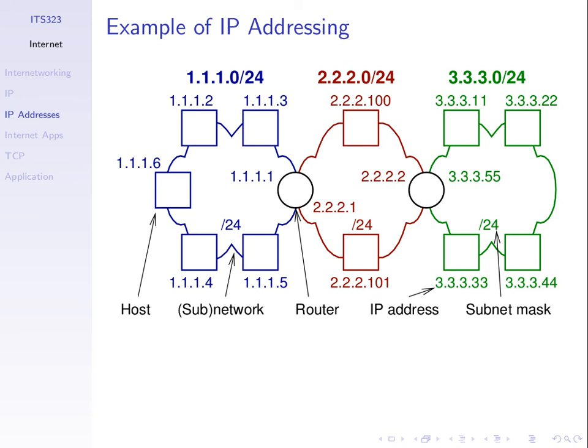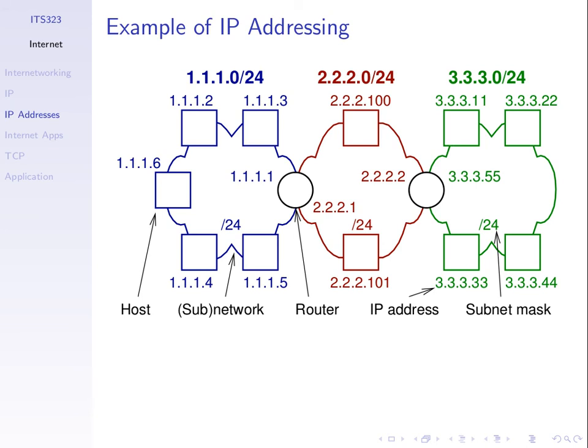On the red subnet, how many devices attached? 4. 2 hosts, 2 routers on the red subnet. And on the green one, we have 5 devices attached. So hosts and routers, we need to consider them. The routers, remember, connect the subnets together. So our internet has 3 subnets.